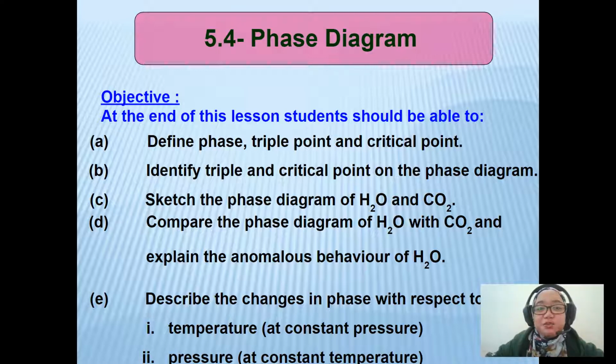So today we are going to look at the last subtopic of the chapter, which is chapter 5.4, phase diagram. At the end of this lesson, you should be able to first define phase, triple point, and critical point, identify triple and critical point on the phase diagram, sketch the phase diagram of water and carbon dioxide, compare the phase diagram of water with carbon dioxide, and explain the anomalous behavior of water. Describe the changes in phase with respect to number 1, temperature at constant pressure, and number 2, pressure at constant temperature. So now let's get started.